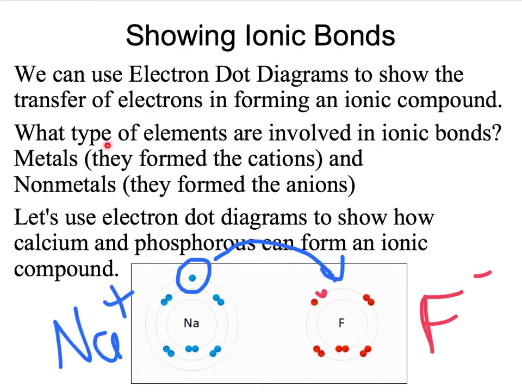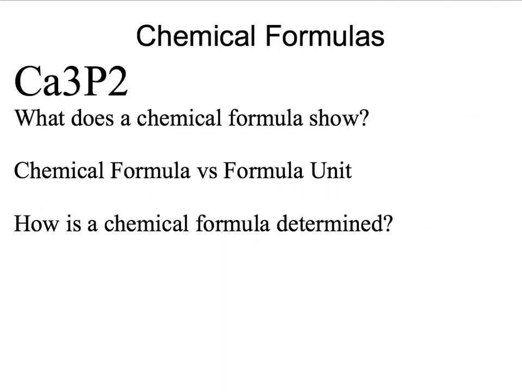What type of elements are involved in these ionic bonds? As we said before, they're metals, which form the cations, and nonmetals, which form the anions. Alright, so a chemical formula like Ca3P2, once again, the subscripts did not turn out quite right, so this should be Ca3P2. What does this chemical formula show? Not to insult your intelligence, but to remind you that this 3 right here refers to the fact that in the ionic compound there's 3 calciums, and the 2 refers to the fact that there are 2 phosphide ions.